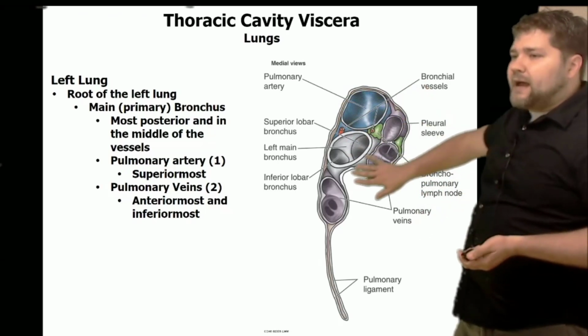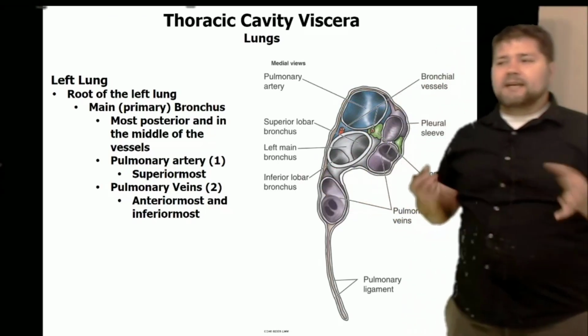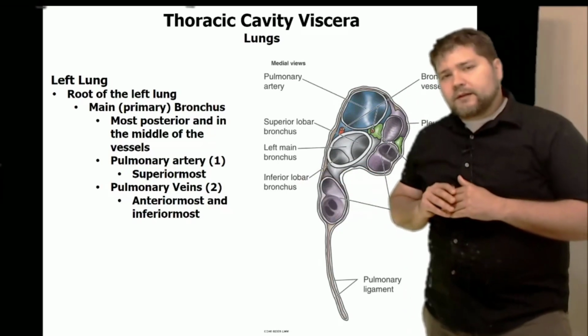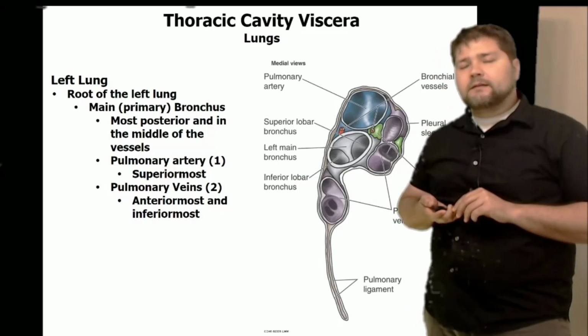Again, I don't focus on the veins because they do kind of scatter, and even though it says like anterior most, inferior most, they can kind of be all over. I don't use those for orienting. I rely mostly off the bronchus and the arteries.